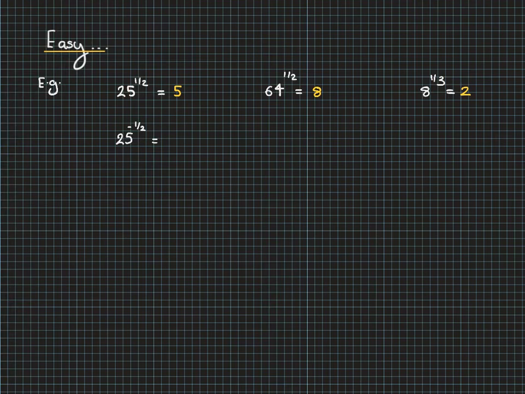25 to the half gives you an answer of 5, the square root of 25. And all this negative here does is it means take the reciprocal. So the answer to 25 to the negative a half is the reciprocal of the answer to 25 to the half, so it's 1/5.